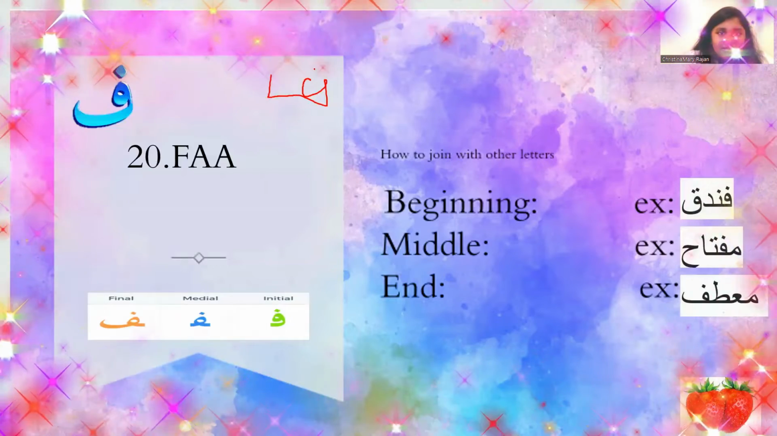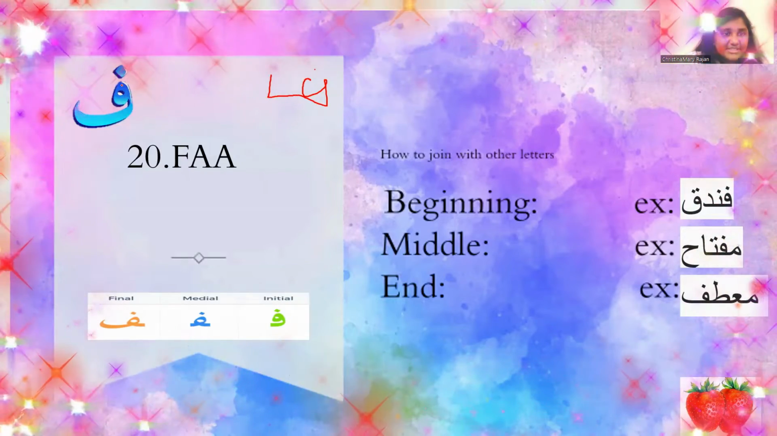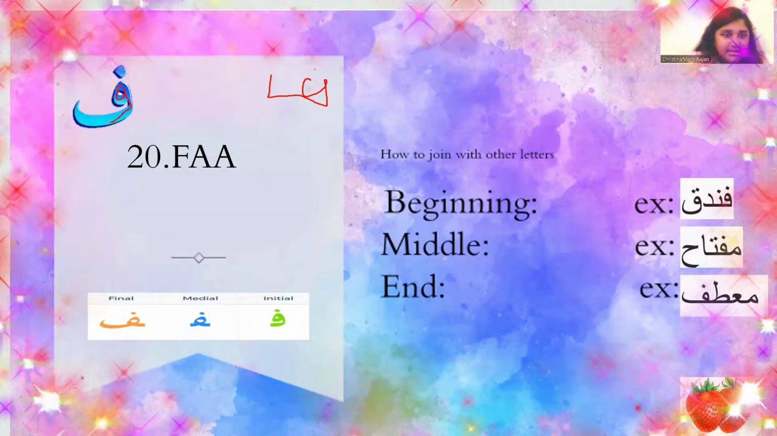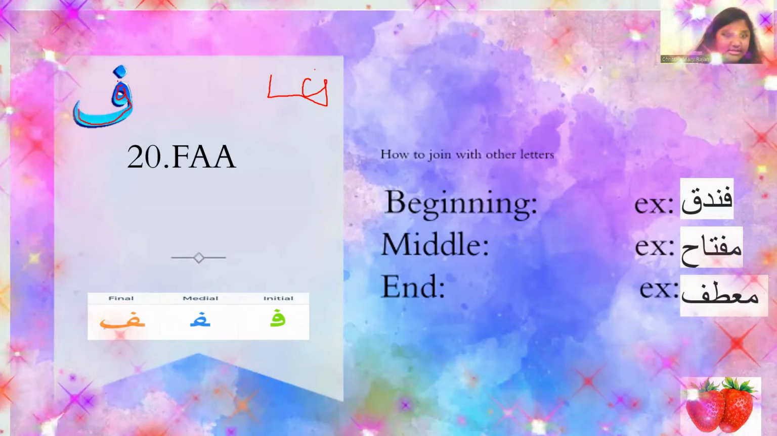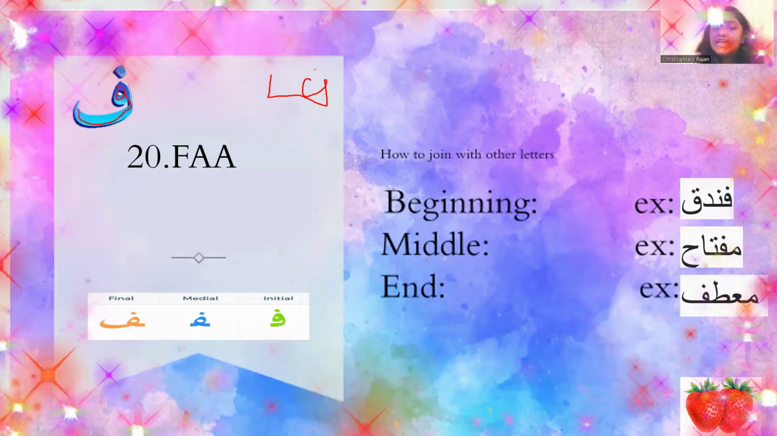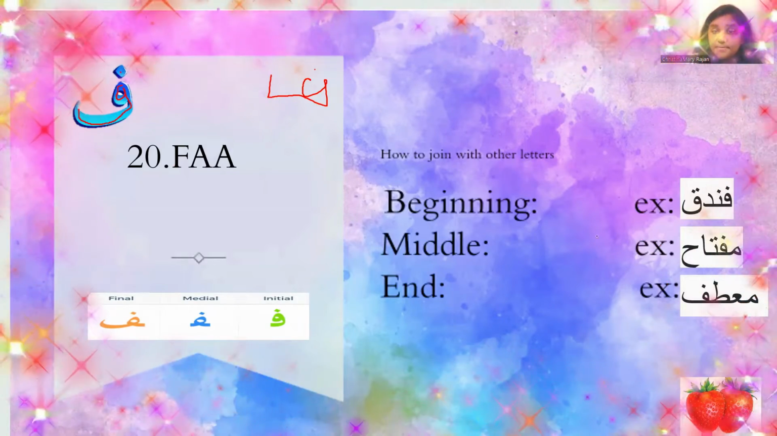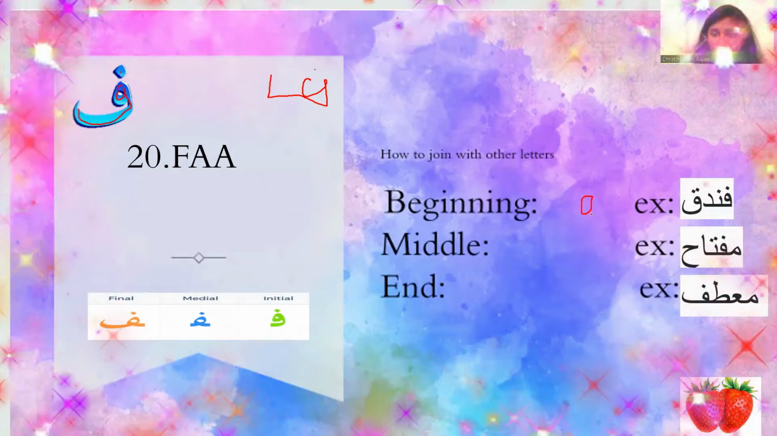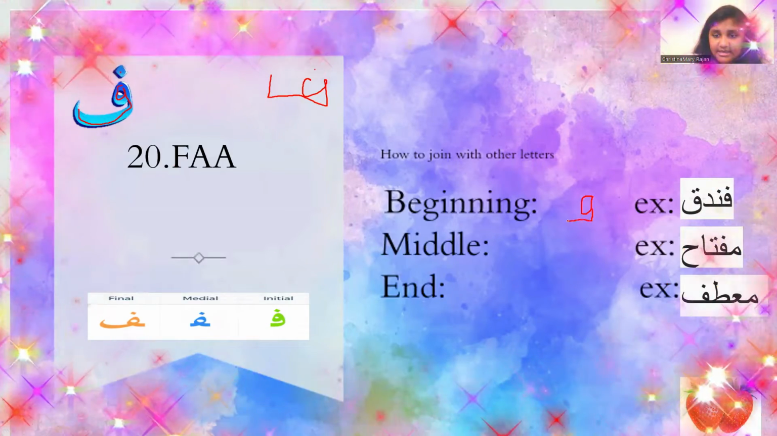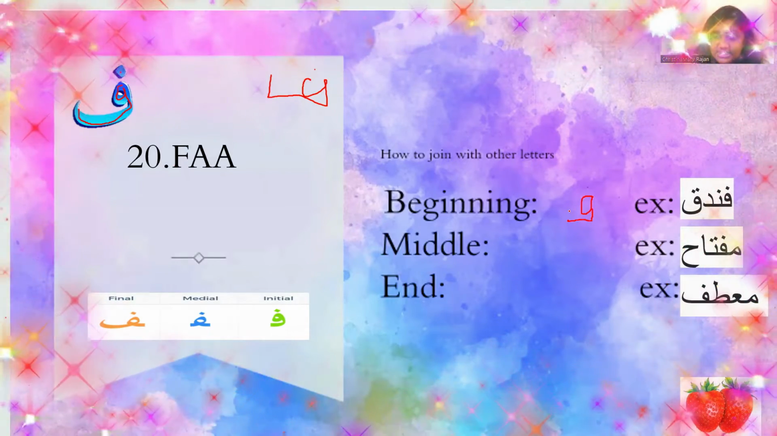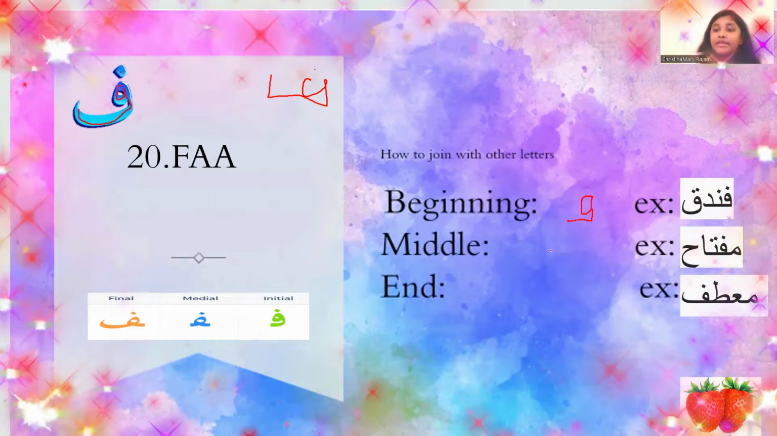Fa. This looks kind of weird, so just copy this. Like this and like this. The dot. That's how you write fa. Let's see how it's in the beginning. In the beginning, we just write like this. And then nothing to the top. We just do it like this and connect it onto the next letter.